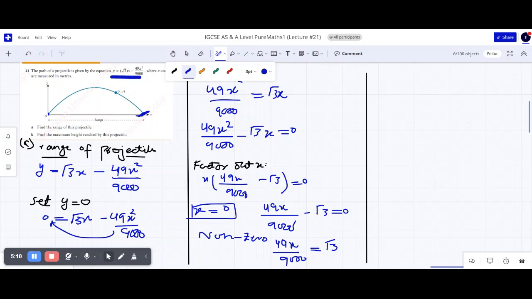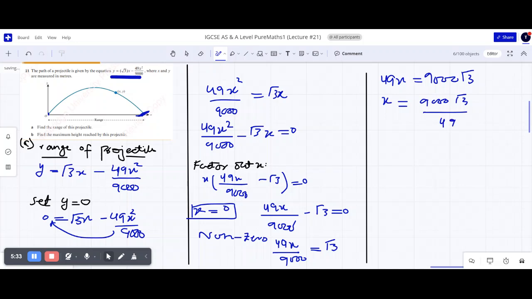So it will multiply. Here we have 49 x equals 9000 root 3. Now 49 is multiplied there, so when we shift it to the other side, it will divide. So x equals 9000 root 3 divided by 49. Further we can simplify on the calculator, and it approximately equals 318 meters. The horizontal range is 318 meters.